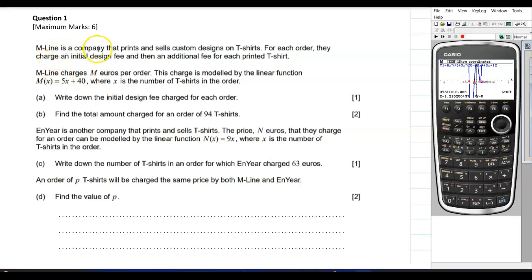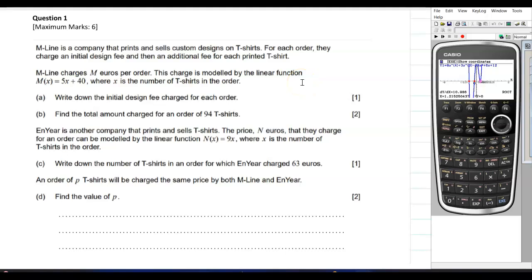M-Line is a company that prints and sells custom designs on t-shirts. For each order, they charge an initial design fee and then an additional fee for each printed t-shirt. M-Line charges M euros per order. The charge is modeled by the linear function M(x) = 5x + 40, where x is the number of t-shirts in the order. Write down the initial design fee charged for each order.